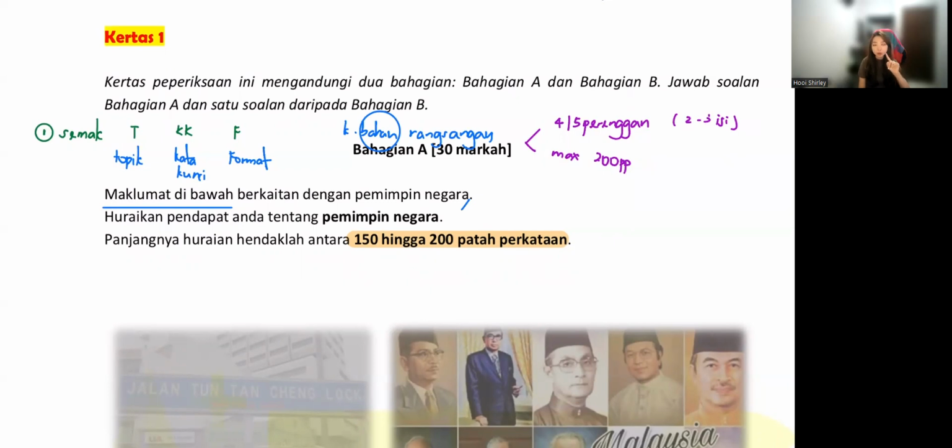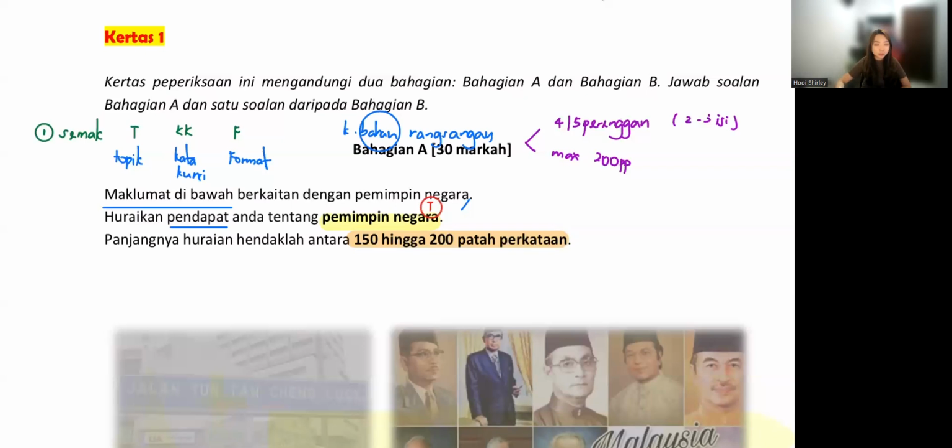So they told you that, okay, the below materials, maklumat, information, is related to the pemimpin negara. Huraikan pendapat Anda tentang pemimpin negara, panjang huraian hendaklah antara 150 hingga 200. Okay. So from here, I know that the topic for the karangan is pemimpin negara. And for the format, there is no specific format because they just asked us to write the huraian. There is no specific format.